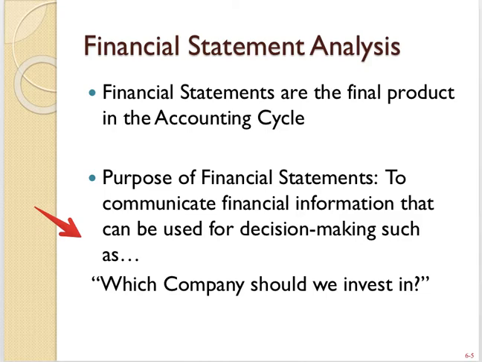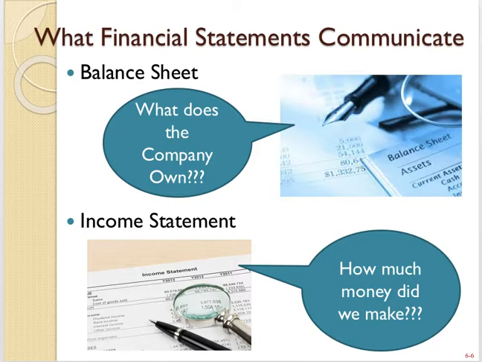And so those financial statements really do communicate information. So, for example, the two primary financial statements that we've already learned about, which is the balance sheet and the income statement, they communicate information to us. The balance sheet answers the question, what does the company own? Okay, and the income statement answers the question, how much money did we make as a business? And so that information is useful in many ways.